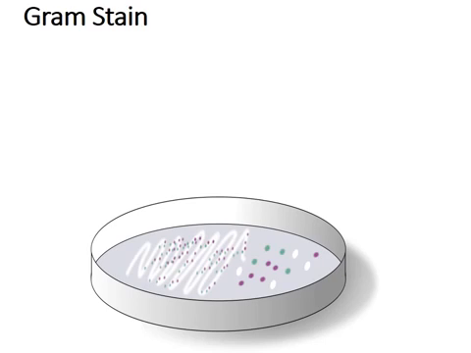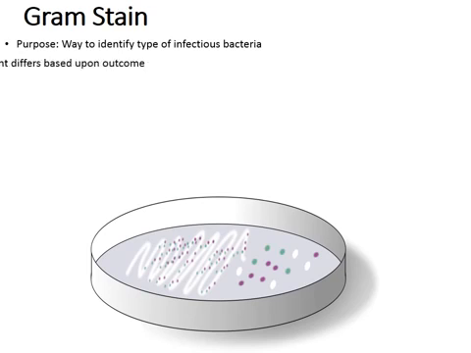So let's talk about this process known as a gram stain. Now, the purpose of a gram stain is to help identify whatever infectious bacteria is getting us sick. The reason we need to do this is because treatment will differ based upon the outcome of this gram stain.